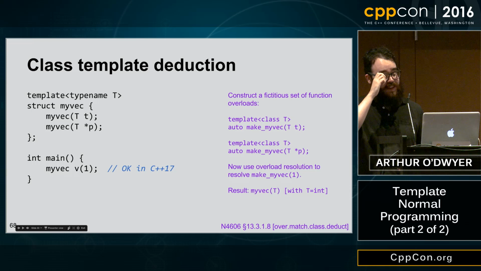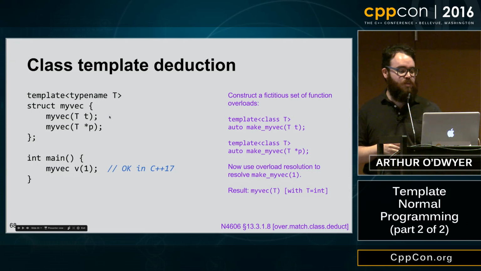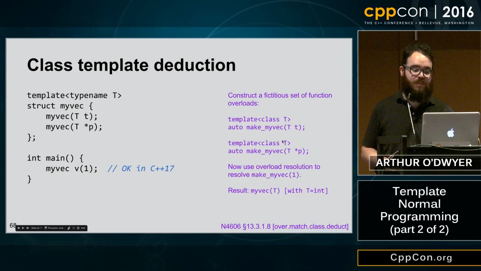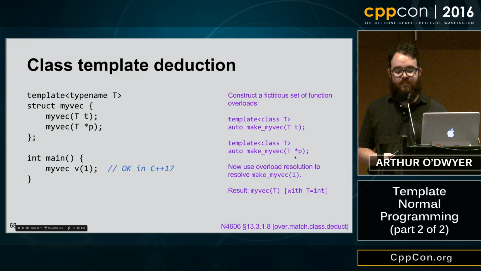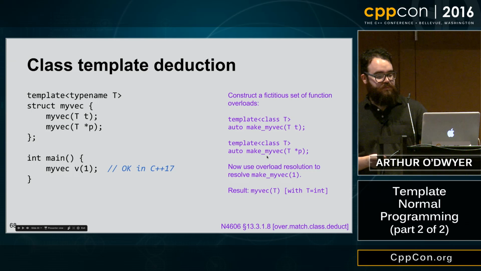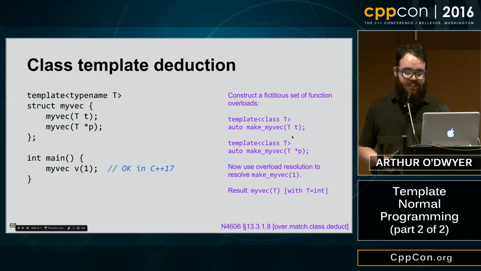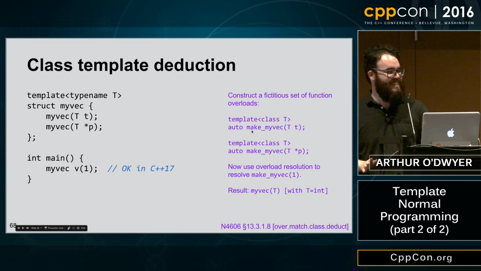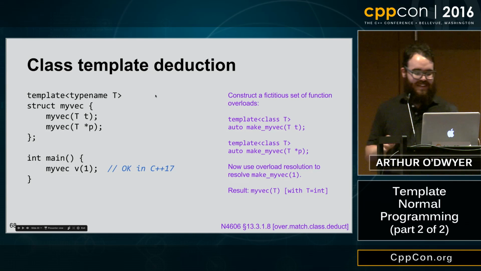Here's a more complicated example. If I have two different constructors for myvec, it still works. I'm making a myvec. I resolve make_myvec of 1. In this case, overload resolution looks at these. Now, this is not a partial specialization. Functions can't be partially specialized. We have two different functions in the overload set, but this one is more specialized than the other. So this is a better match. Oh, I'm sorry. Nope. In this case, 1 is not a pointer. So we do this one. Make_myvec with T equals int, and we get a myvec of int. So it does the right thing.